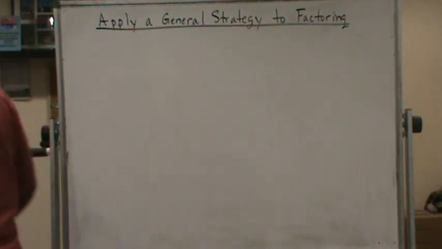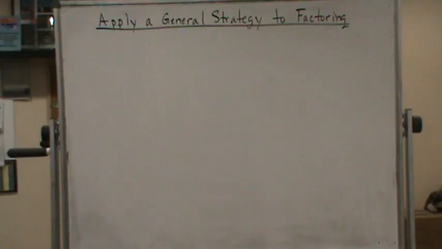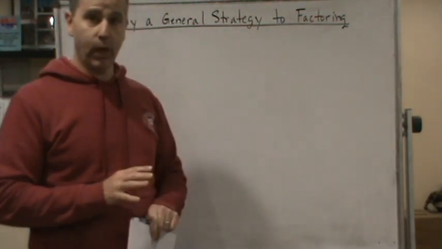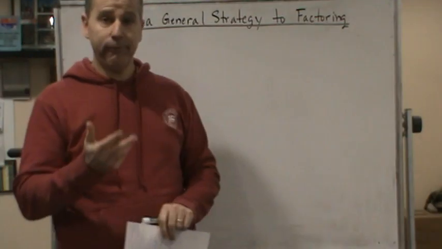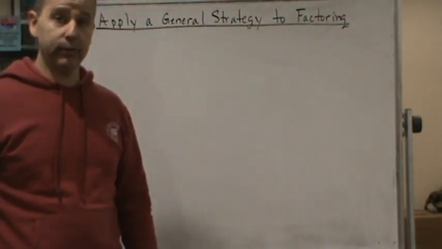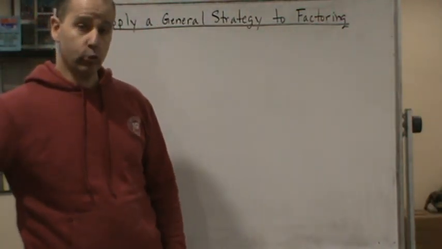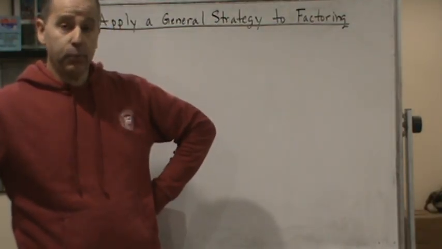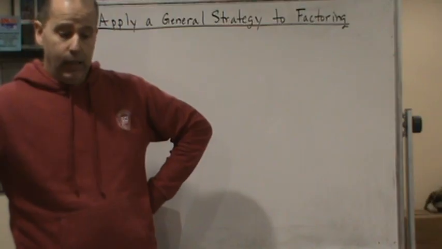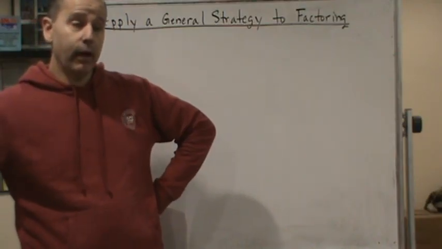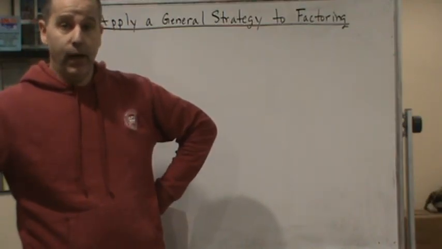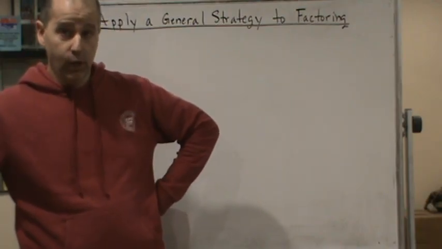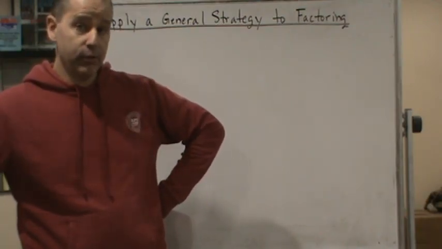All right, so now let's look at applying a general strategy for factoring. A couple things: if you have four or more terms, look at factor by grouping. If you've got a trinomial, see if it is a perfect square trinomial. See if you have a difference of two squares, or a difference of two cubes, or a sum of two cubes. But always look for common factors at the very beginning.